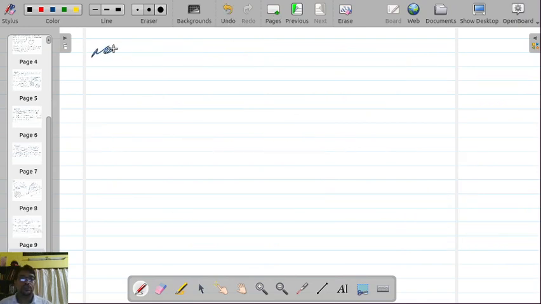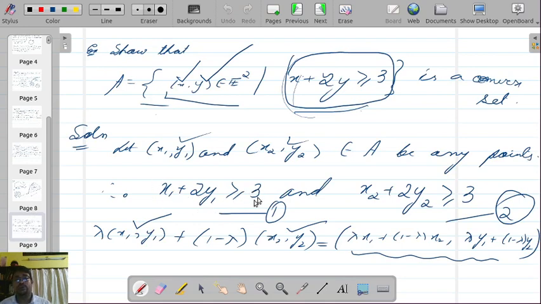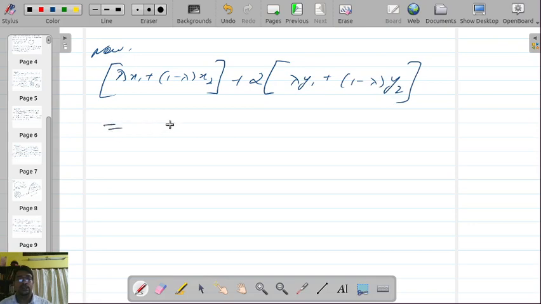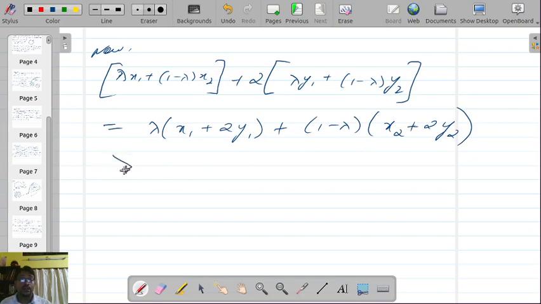Now what I need to check is whether x plus 2y is greater than or equal to 3. That means this quantity plus 2 times this quantity has to be greater than or equal to 3. So lambda x1 plus 1 minus lambda times x2, plus 2 times lambda y1 plus 1 minus lambda times y2. Let us compute. I can write it simply as lambda times x1 plus twice y1, taking lambda common, plus 1 minus lambda times x2 plus 2 y2. Now x1 plus twice y1 is already greater than or equal to 3, and x2 plus 2 y2 is also already greater than or equal to 3.